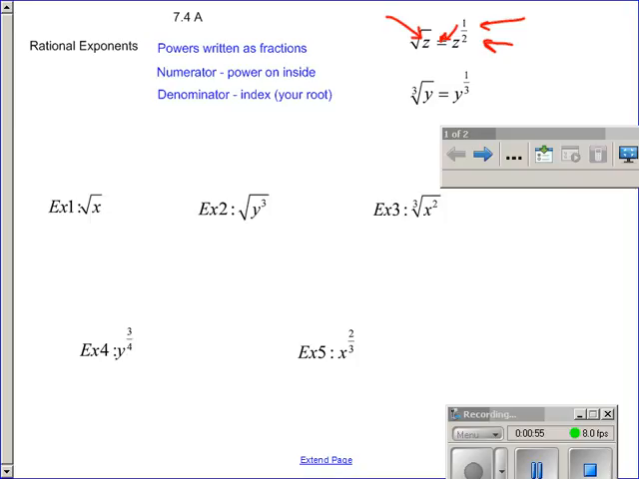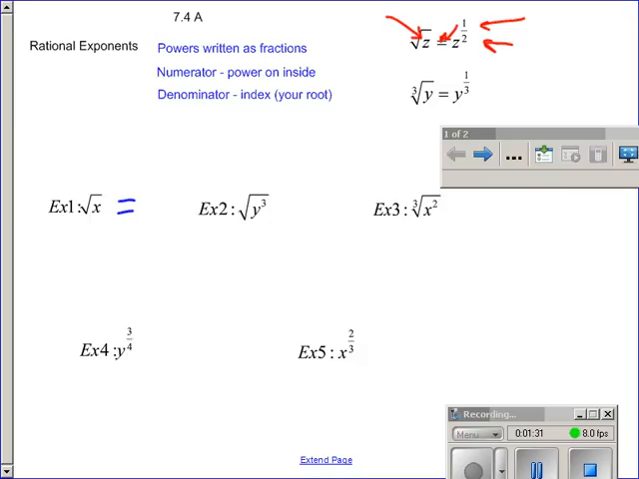So again, the numerator, which is the top of our fraction, comes from the power inside, and the denominator comes from your root. So in this example, y was to the first power, and that's why the top of the fraction is 1. We are getting the cube root of y, so 3 is our denominator. So the cube root of y to the first power can also be written as y to the 1/3 power.